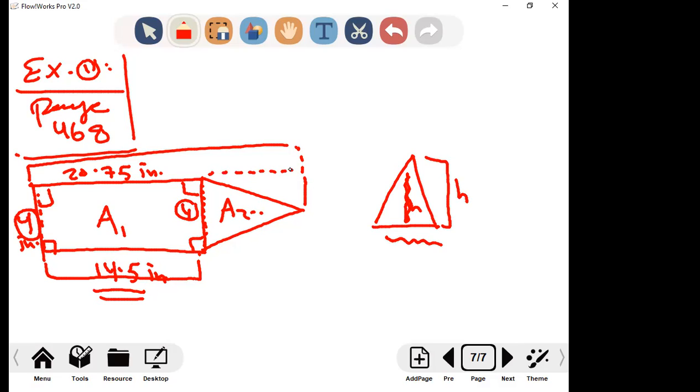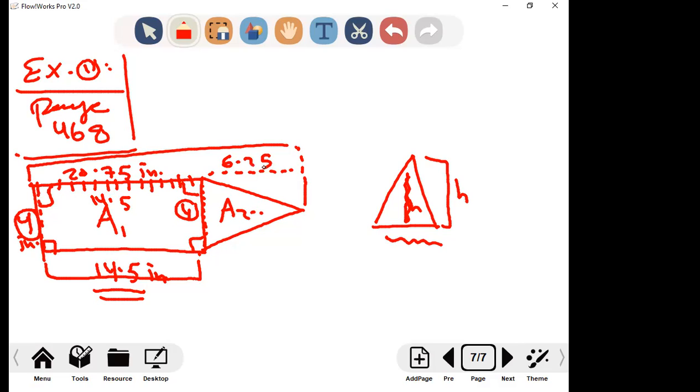It is not written, right? So I need to think. The whole is 20.75. I need to cross this. How much is this? Same of this, right? So 14.5, subtract them. The rest will be 6.25. This is the height of the triangle.